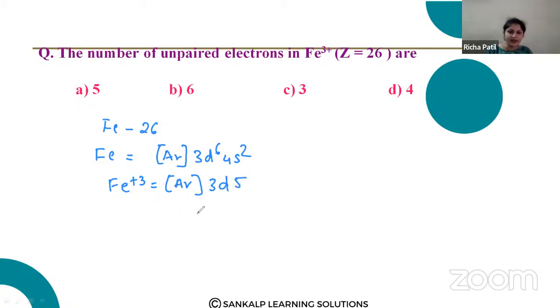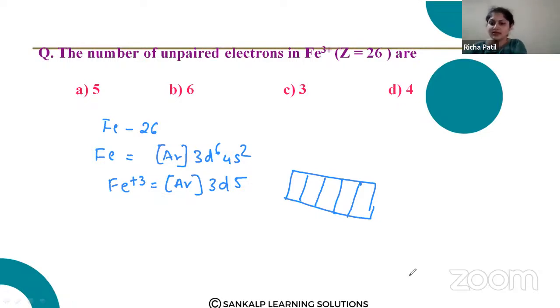So how many unpaired electrons are there? When you are writing now, according to Hund's multiplicity, you have to fill the electrons. Okay, how are you going to fill up the electrons? First, it will be singly occupied. How many electrons are there? 5 electrons. So 1, 2, 3, 4, 5. So how many unpaired electrons? There are 5 unpaired electrons. So the correct answer is 5.